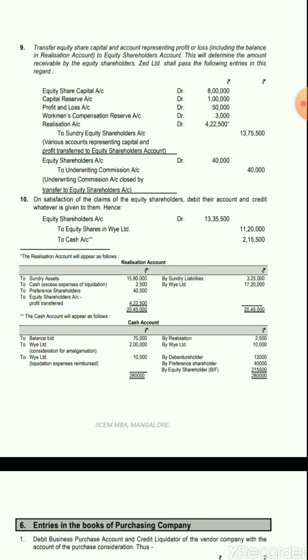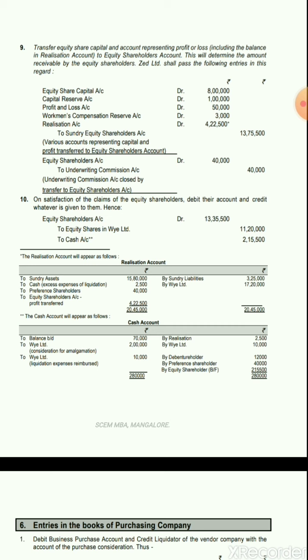So the entry is this, that is equity shareholders account debit to underwriting commission account. So if there was a debit balance of profit and loss account, if there was preliminary expenses, if there was miscellaneous expenses, if there was fictitious asset, all these things should have been transferred to equity shareholders account if they were there. But here we have only underwriting commission, so this should be transferred to equity shareholders account. Finally, we have to pass the entry for paying off the equity shareholders.